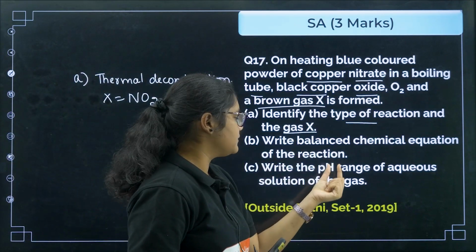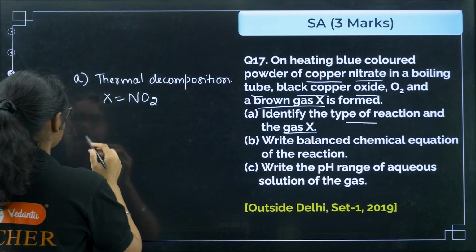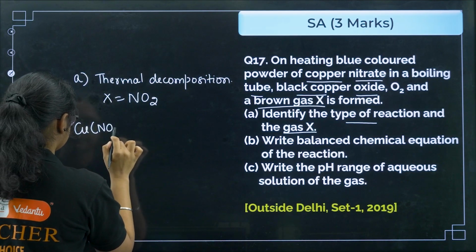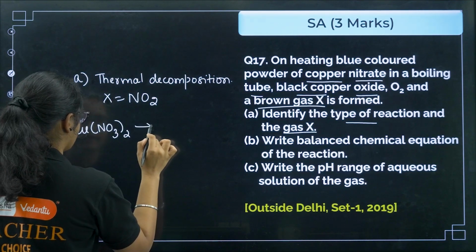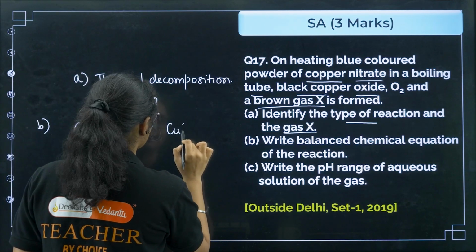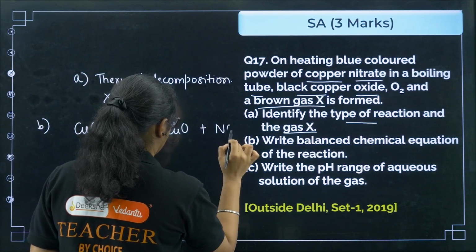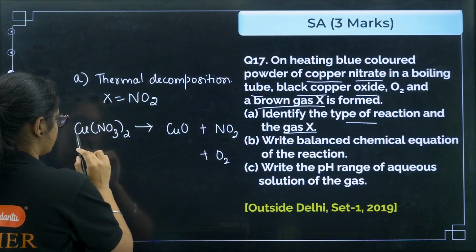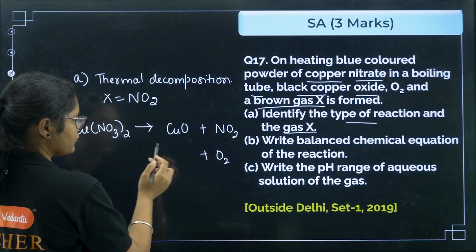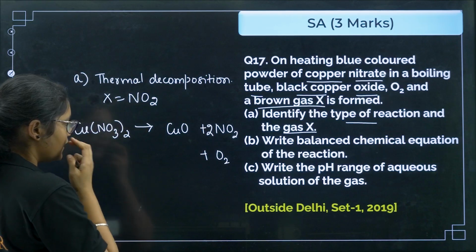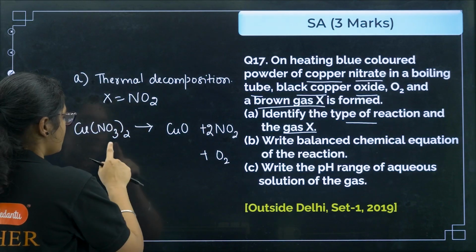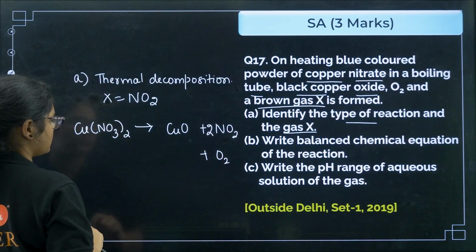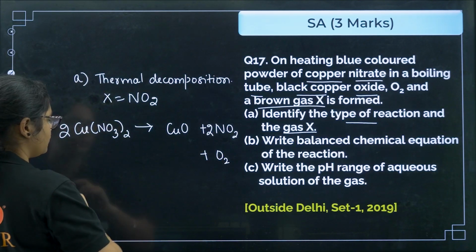Write the balanced chemical equation for the reaction. So if you want to write the balanced chemical equation, we have copper nitrate, and it decomposes to give you copper oxide, plus NO2 and plus O2. Now there is 2 nitrogen, so I'll make it 2 nitrogen. Now oxygen is not balanced, right? 7 oxygen here, and here we have 6 oxygen. So I'll make this one also 2.